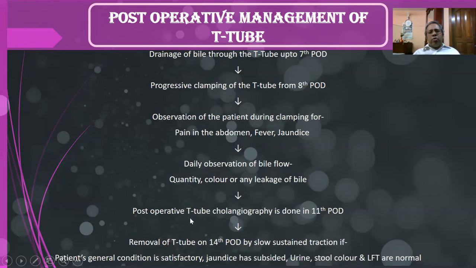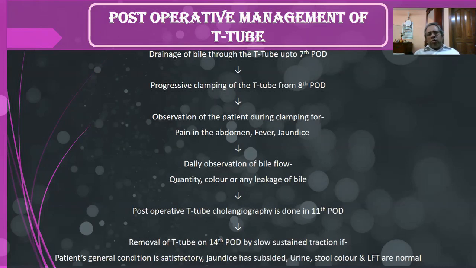In the morning, they do an X-ray in the X-ray department, pushing the dye from the external end of the T-tube. The dye is pushed, and the X-ray is taken. That X-ray can confirm whether there is any filling defect or not, and the free flow of dye in the duodenum, which confirms that there is no remaining stone there. Then you remove the T-tube.